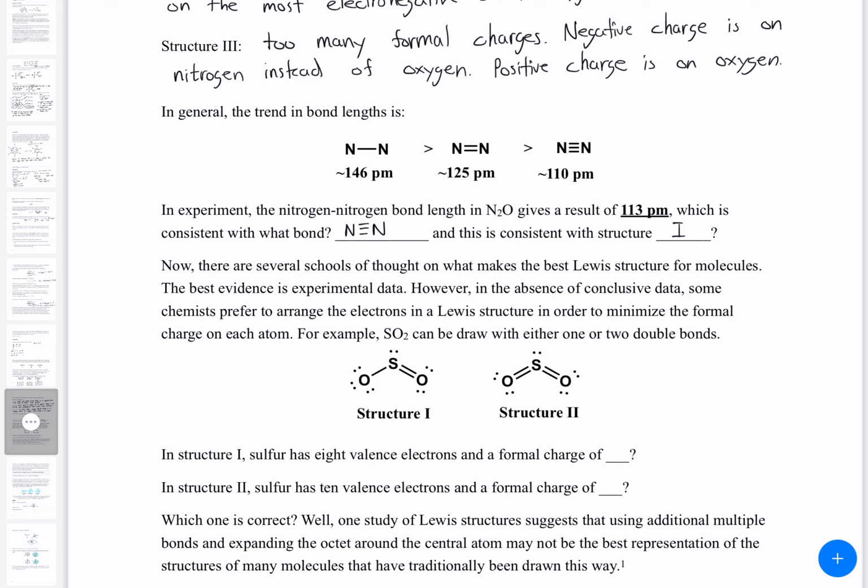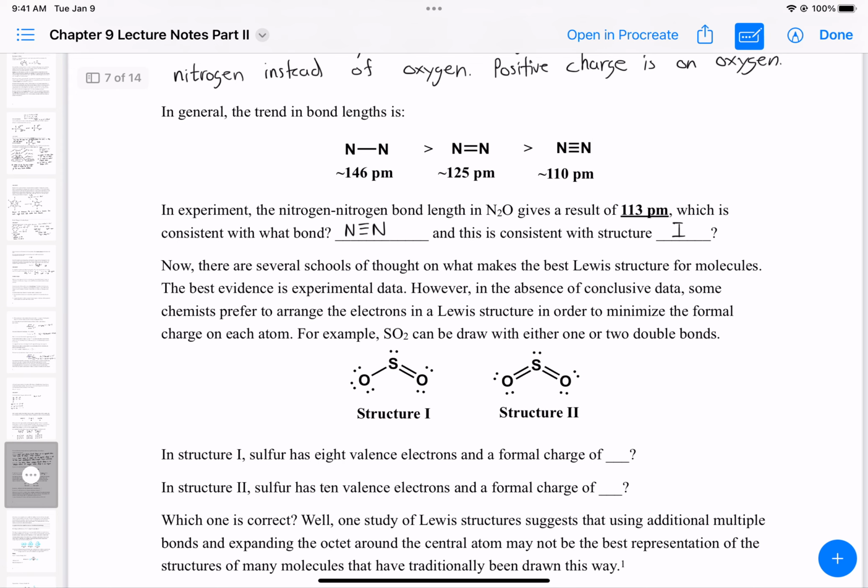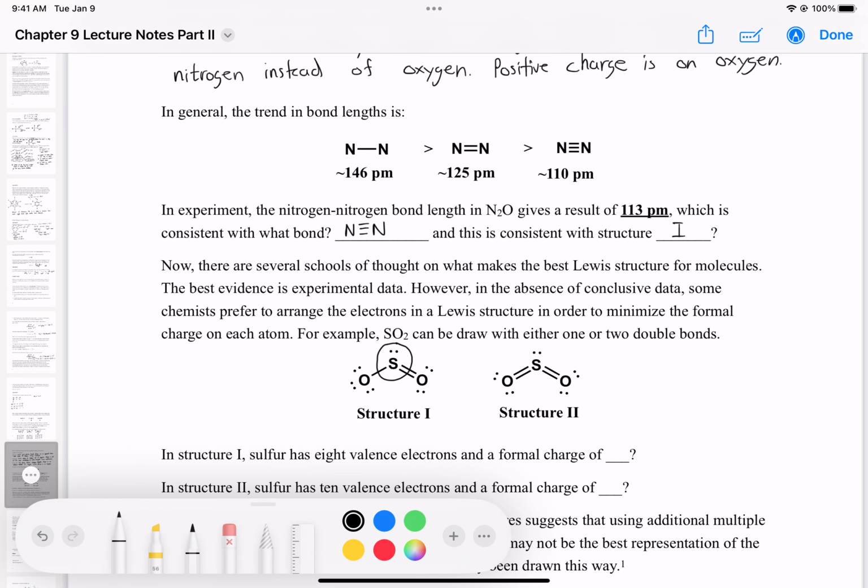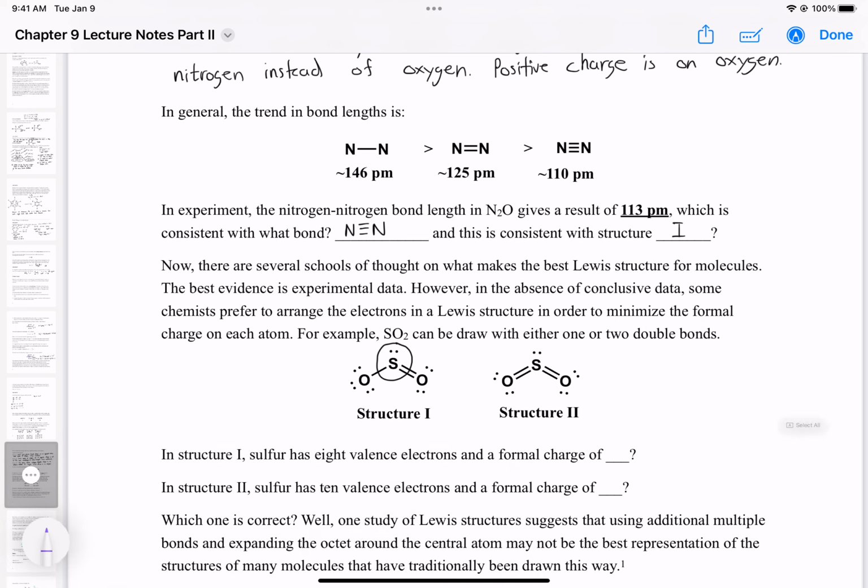So let's take the example of SO2. We can draw SO2 as the left structure, structure 1, where all the atoms have an octet. And then on the right structure, structure 2, all the atoms have an octet, but you see sulfur can expand its octet. So the formal charge of sulfur is 0. Okay. So let's calculate the formal charges on sulfur. Let's circle our sulfur atom here. Let's use a different color so I can differentiate from the black color that's in the text. Okay.